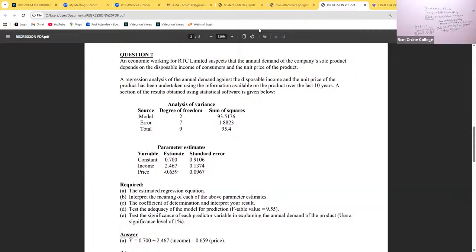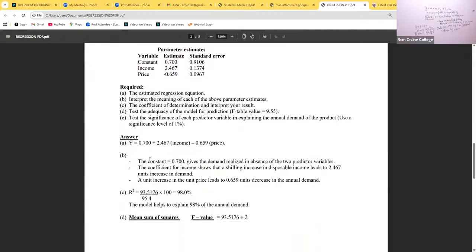98 point, great. Let me check whether you got it right. Yes, you can see 98.0. So the model helps to explain 98% of the annual demand, and then 2% will be explained by other factors.